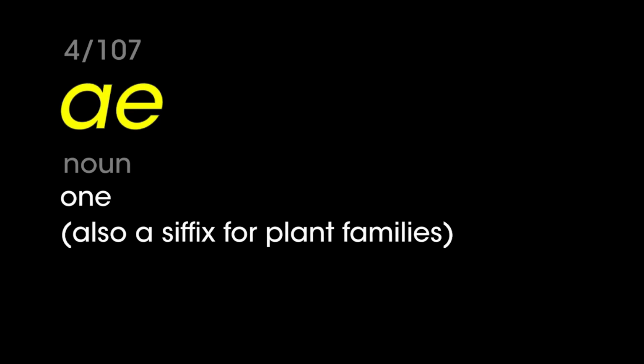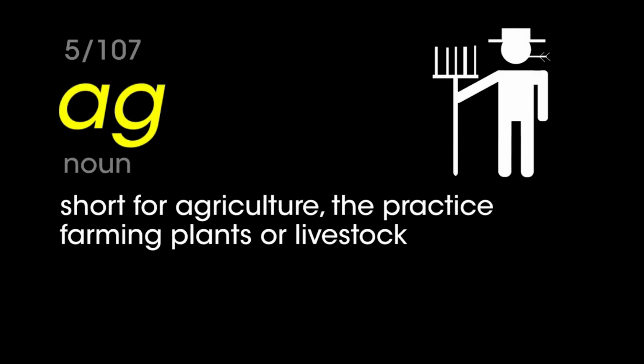AE. How do you? I'm not really sure how to say. I think it's A. No. Yeah, it's A. And it means one. Just one. That's the only definition I found for it. And it's also a suffix for plant families, which I think I knew. But suffixes are not words, so I guess we're going with one. It means one. Okay. Why don't you just say one?